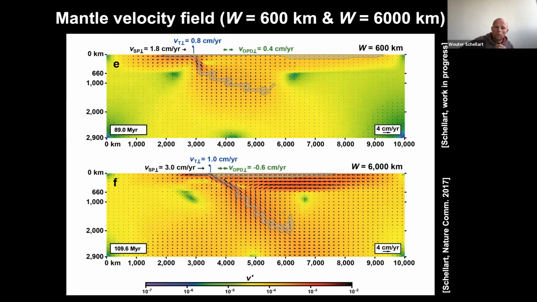Okay, and then this is an even later stage where we still see the same shear traction gradients. So positive here for the narrow slab model and negative for the wide slab model, inducing tension and extension in the narrow slab model, and compression and shortening in the wide slab model.